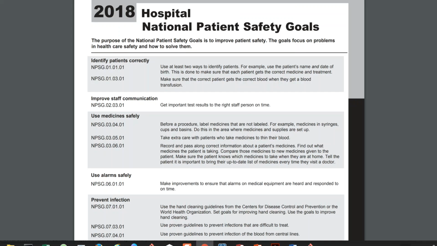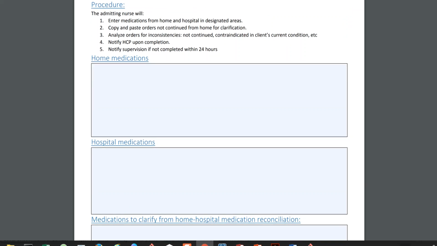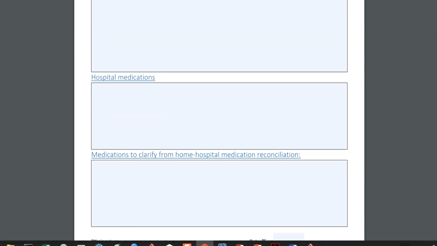What I want you to be mindful of is that we need a method to meet this goal in the facility. So what you'll see in different facilities are medication reconciliation forms, where we take their medications from home and we take our medications in the hospital, and then we develop a method for communicating with the healthcare provider. The method of communicating is just a way to seek clarification so that things don't get missed.